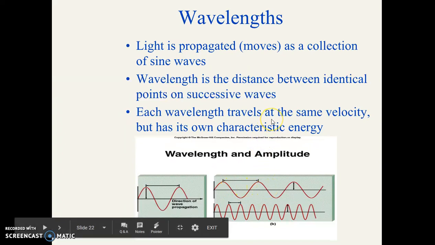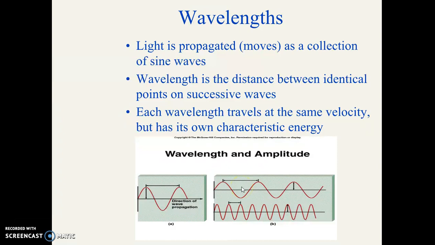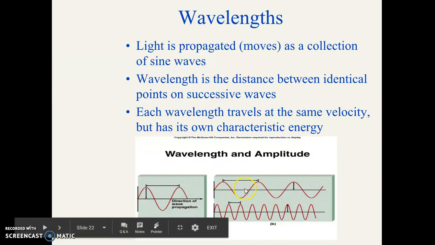Each wavelength travels at the same velocity, but it has its own characteristic energy with it. So even though the wave is traveling at the same speed, the speed of light, it does have different distances between the wavelengths. These are further apart, so they would have a longer wavelength and a lower frequency. These are closer together, so they're going to have a shorter wavelength and a higher frequency.